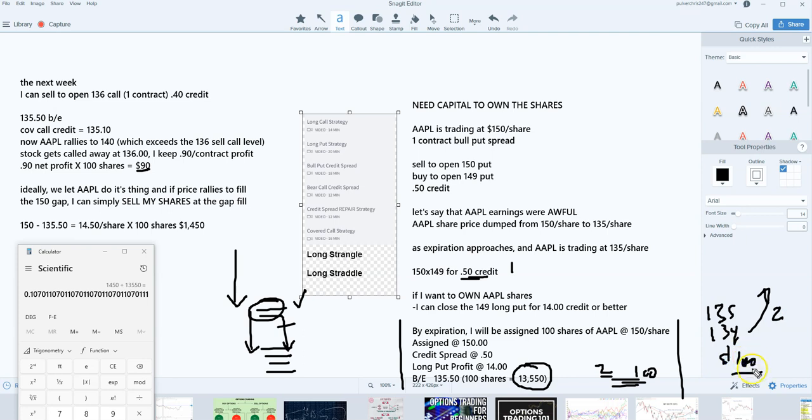If I make $100 and keep $100, I can lose 50 cents here. I can keep $100 here. My net profit's still 50 cents. And I didn't have to allocate $13,000 of cash or margin. I just traded credit spreads only. Does that make sense?